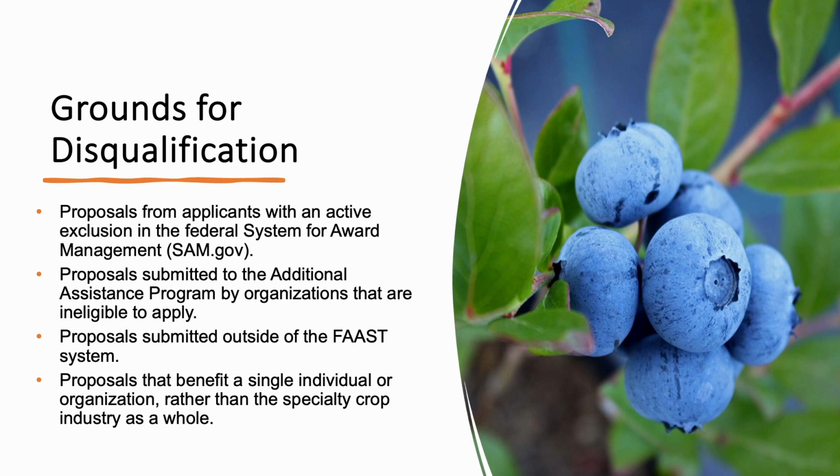Proposals submitted to the Additional Assistance for Historically Underrepresented Organizations by organizations that are ineligible to apply, proposals submitted outside of the FAST system, and proposals that benefit a single individual or organization rather than the specialty crop industry as a whole are all listed under grounds for disqualification.